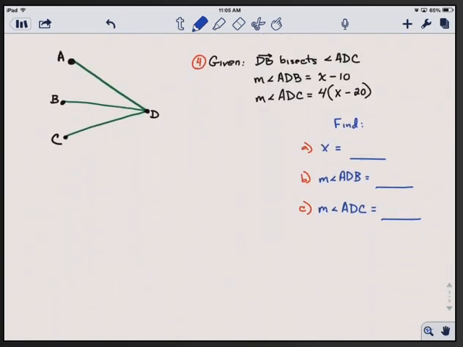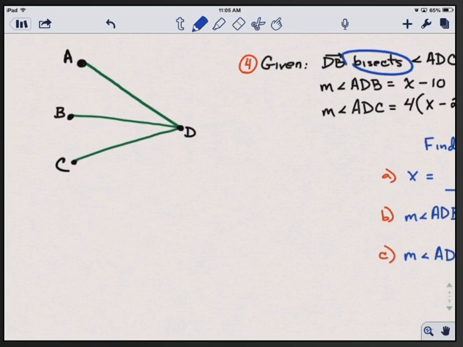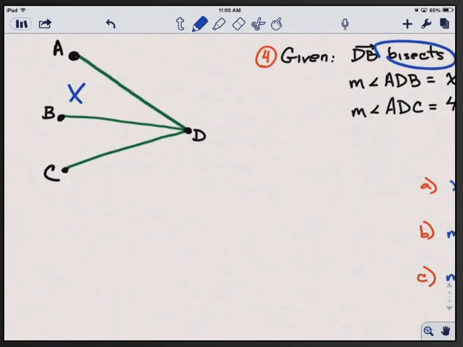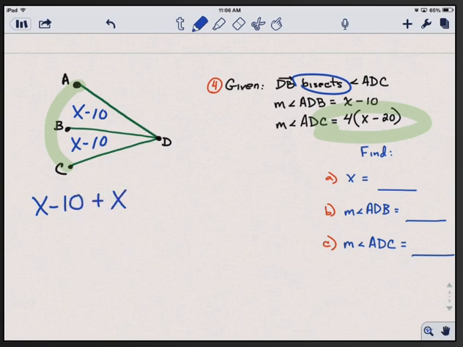And one more problem. If we have a bisector, that means the ray is exactly in the middle of angle ADC. It forms 2 congruent angles. So if this angle is x minus 10, the angle on the other side has to be x minus 10. If the angle formed by the exterior sides is given as equaling 4 times x minus 20, the x minus 20 in parentheses, that gives us the angle addition postulate, which is ADB added with BDC should equal angle ADC.